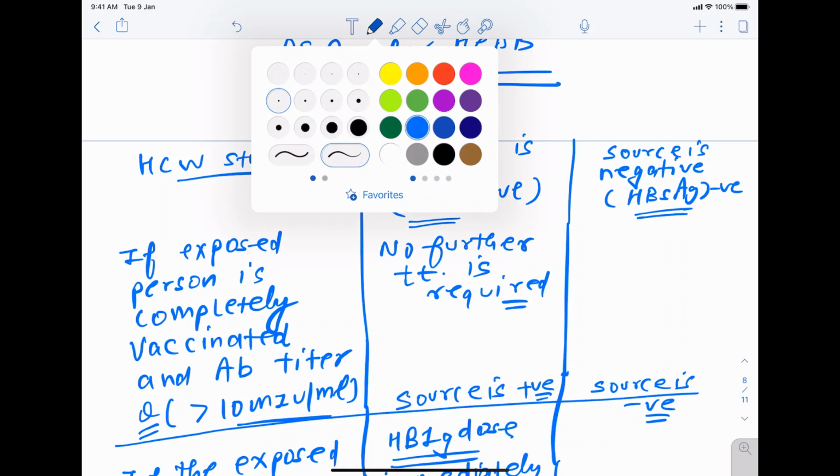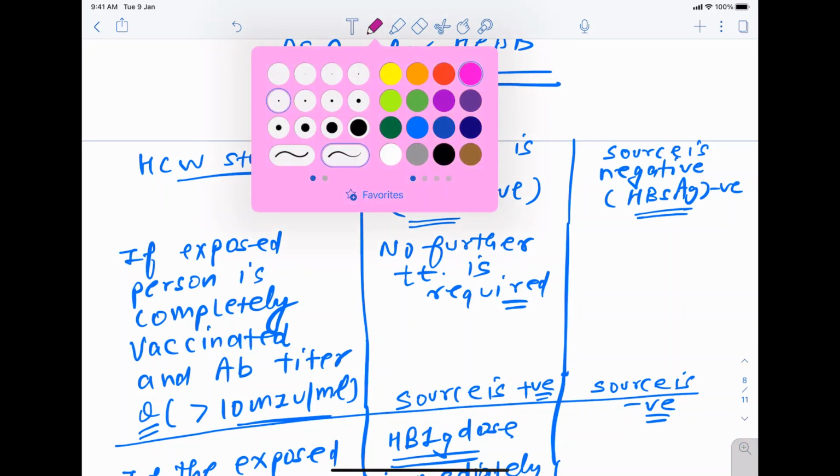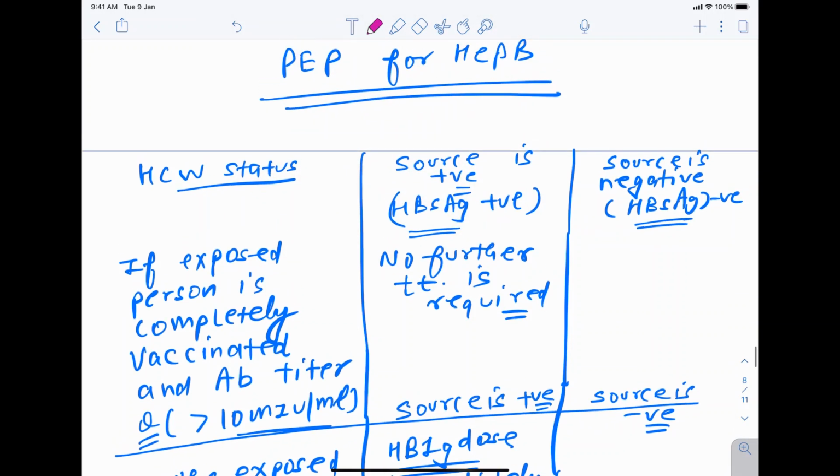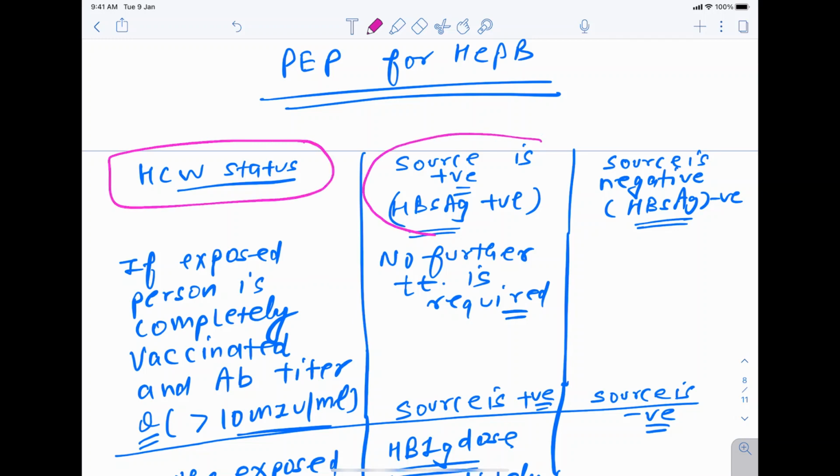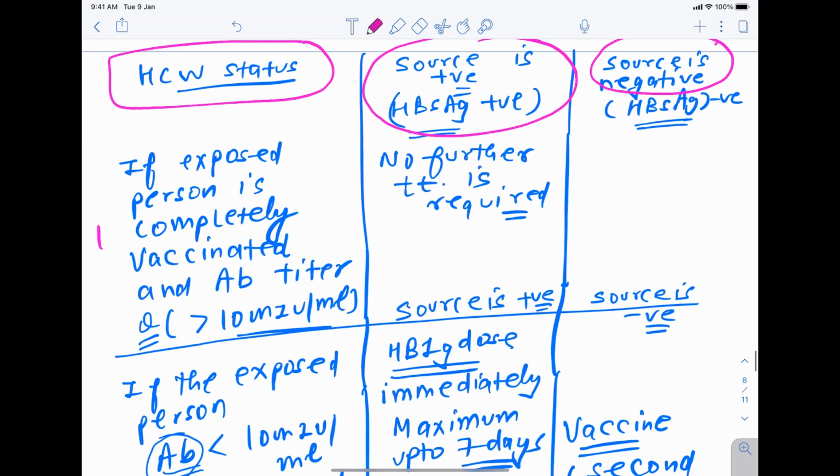Again, in a nutshell, I will tell you what all the things are here. This is the HCW status, that is healthcare worker status. The source is positive, from which this healthcare worker has got the prick or any sort of exposure or splash, and the source is negative, that is termed as HBsAg negative, or HBsAg positive. Now the first scenario is if the exposed person is completely vaccinated.